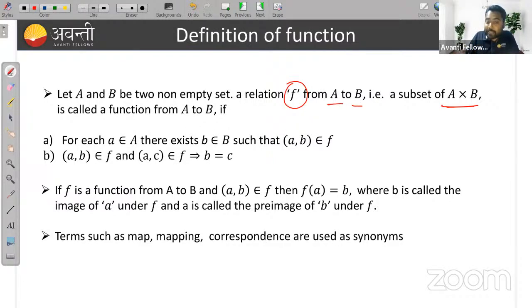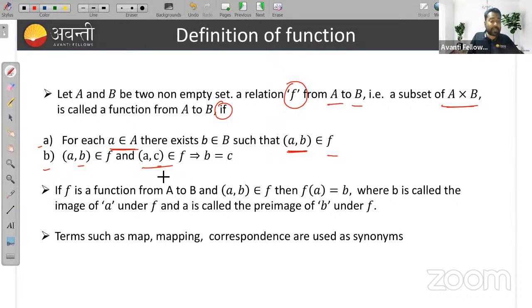And what are the conditions? Try to understand. For each a belonging to set A, that means for each element of set A, there exists an element b in set B such that the ordered pair (a, b) belongs to F. And the second condition: if the ordered pair (a, b) belongs to the relation F and (a, c) belongs to the relation F, then we can say b is equal to c.